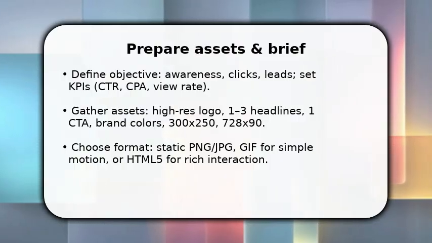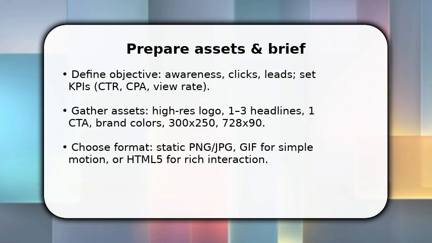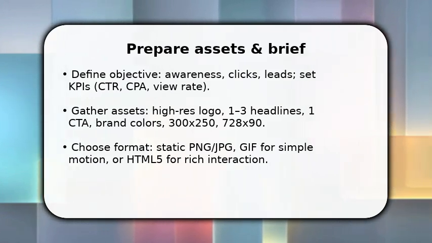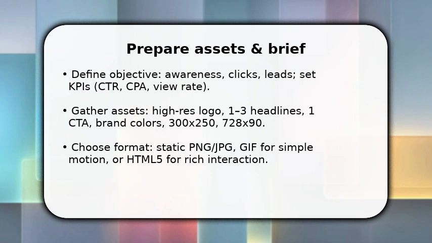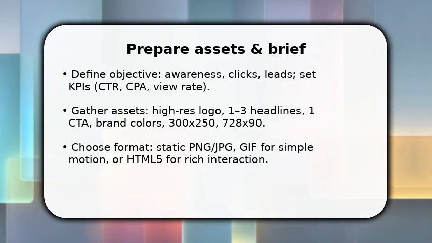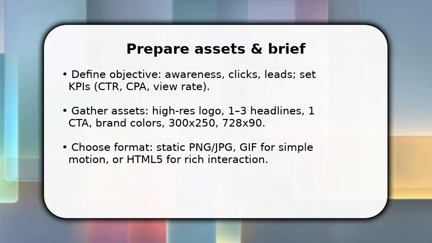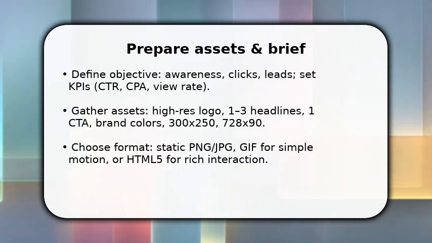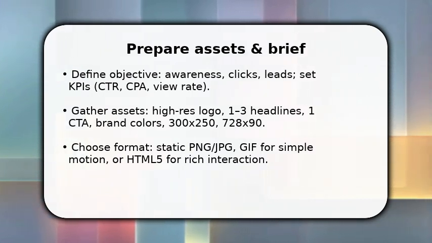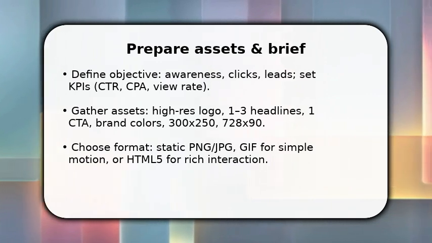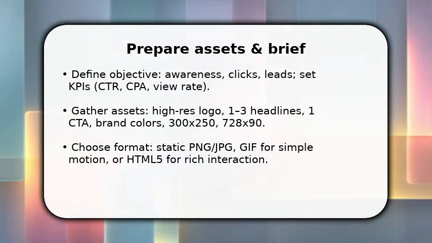You start by locking the goal and the basic materials. This sets constraints that keep production focused. Once the KPI is clear, CTR or CPA, choose sizes used by your publisher and export logo at high resolution. Make 3 short headlines and 1 clear CTA. These will drive layout decisions.